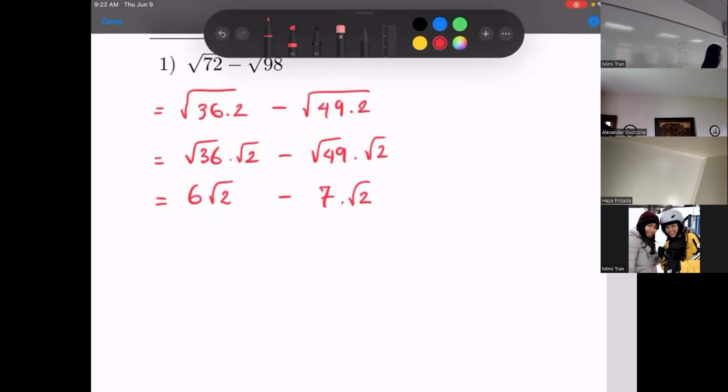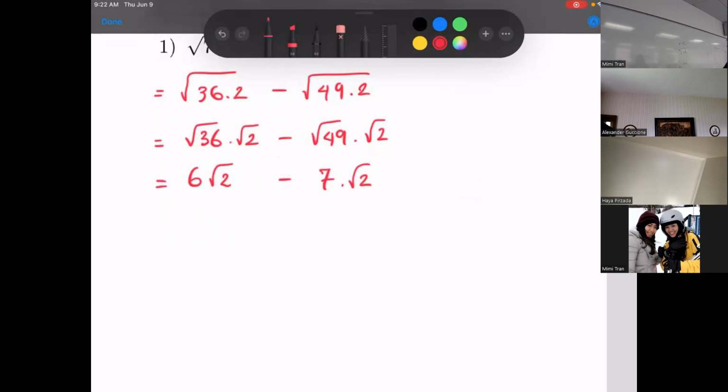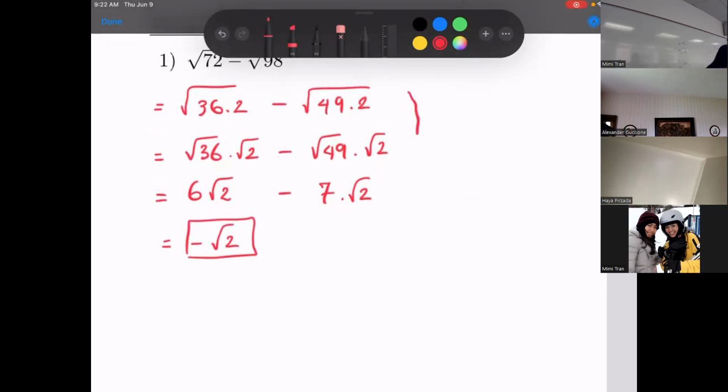Now, are they like terms? Yes, right. They have the same radical, same index. They're all square roots, with the same 2 under the radical. So 6 minus 7 is negative 1, which is negative root 2. All of these steps up to here, you already did in the previous section, right? I think you did it in the last one.